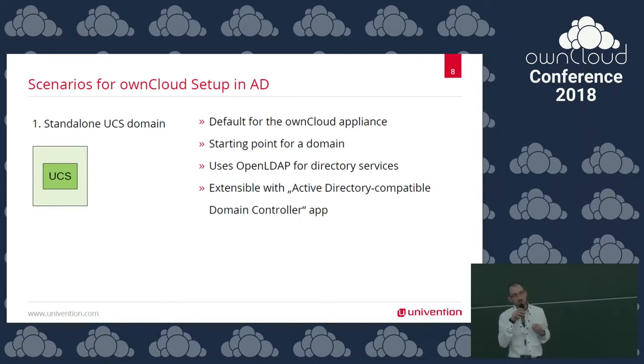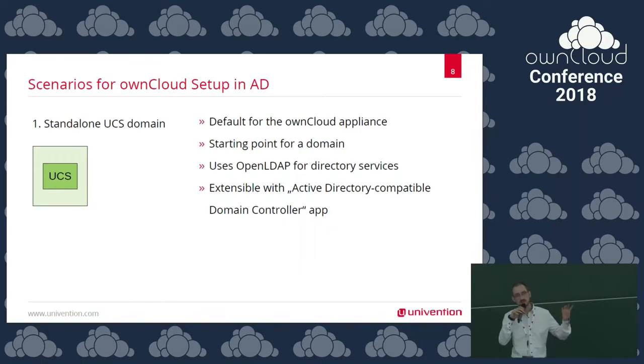The first thing that you could choose during the domain setup is a standalone UCS domain, where you may say that does not relate to Active Directory. Well, I want to mention it for completeness. This is the default mode in the Owncloud Appliance. So you set up your system and you create your own domain in the sense of an Active Directory domain or a Windows domain, and this is the default for the appliance.